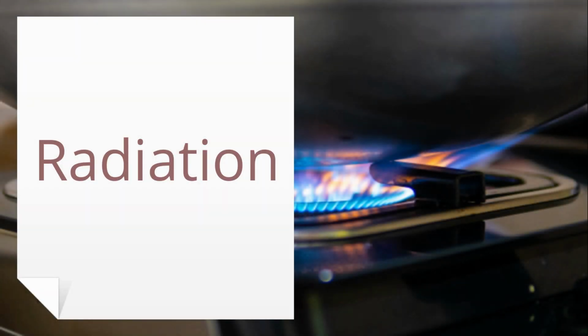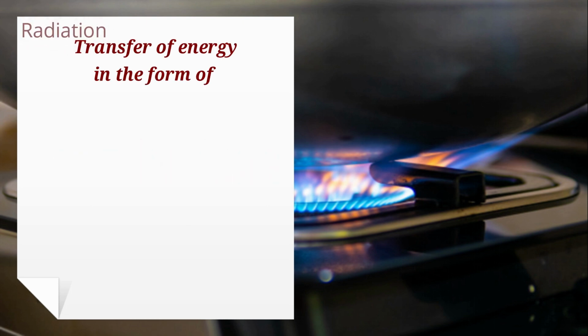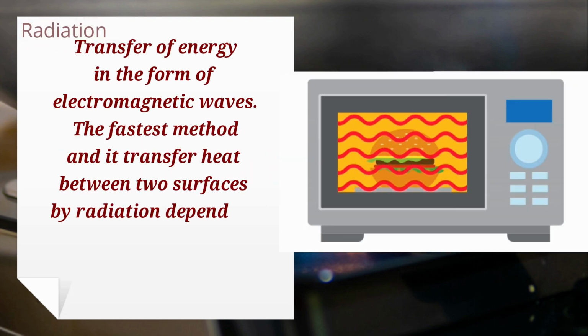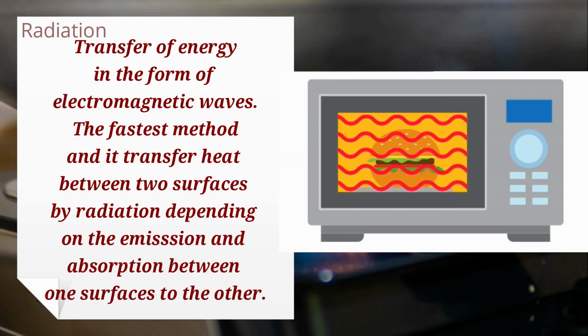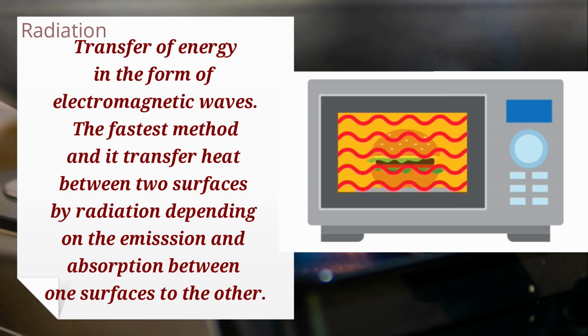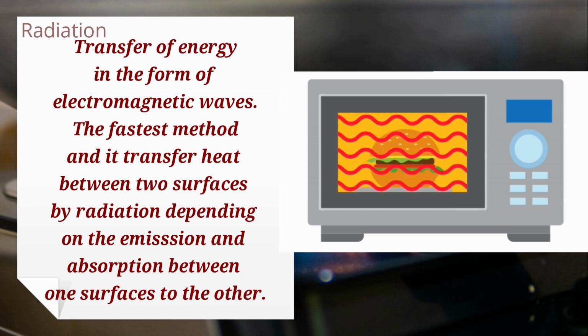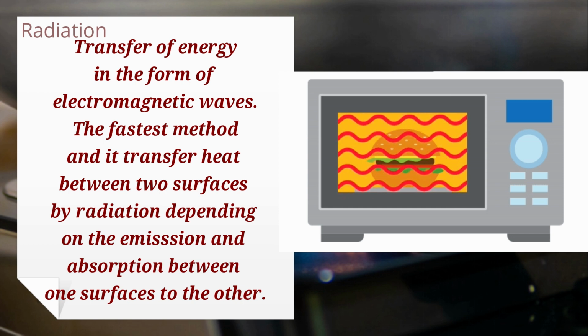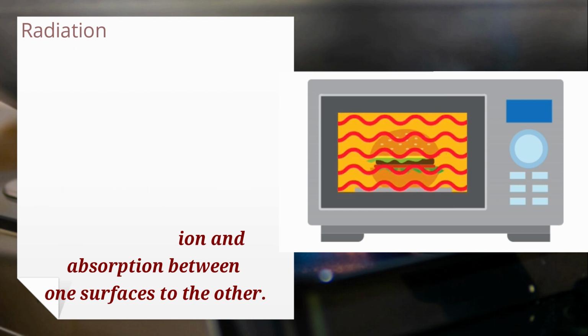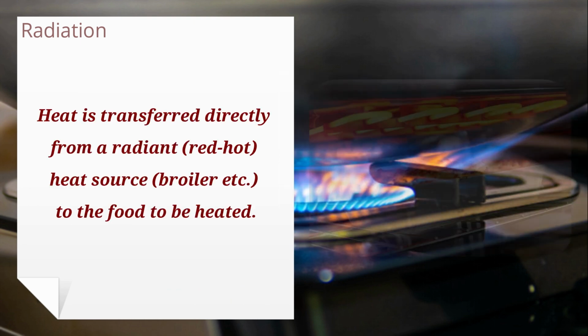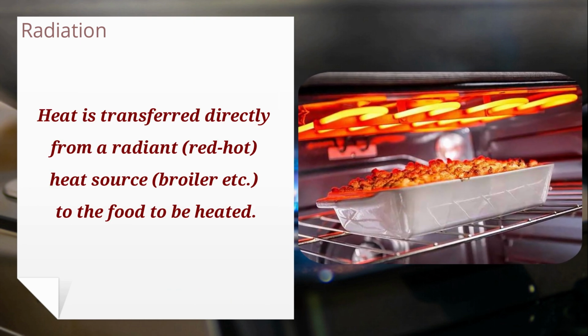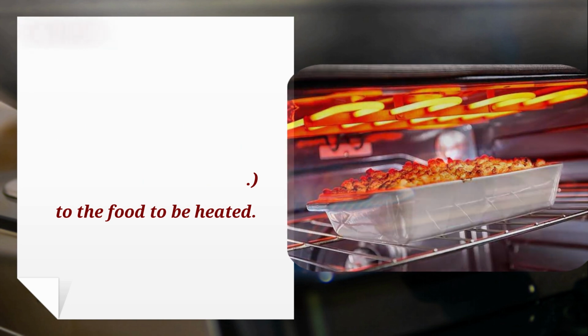Finally is radiation. It is the transfer of energy in the form of electromagnetic waves. It is the fastest heating method, and it transfers heat between two surfaces by radiation depending on the emission and absorption between one surface to the other. The heat is transferred directly from a radiant heat source to the food being heated.